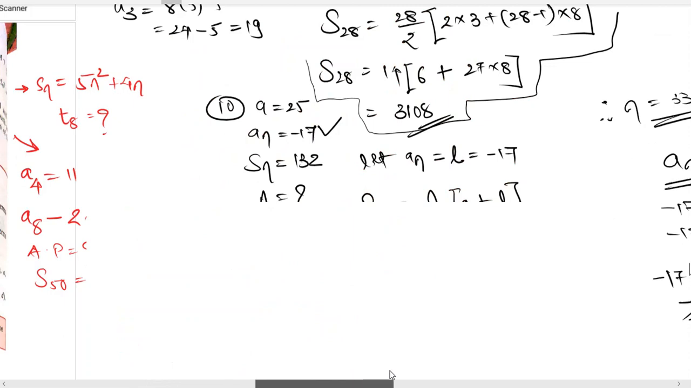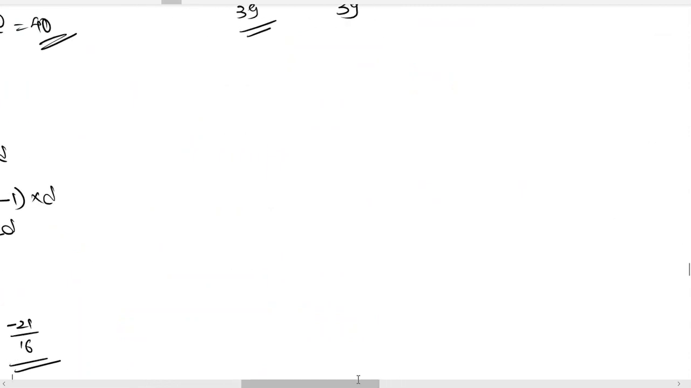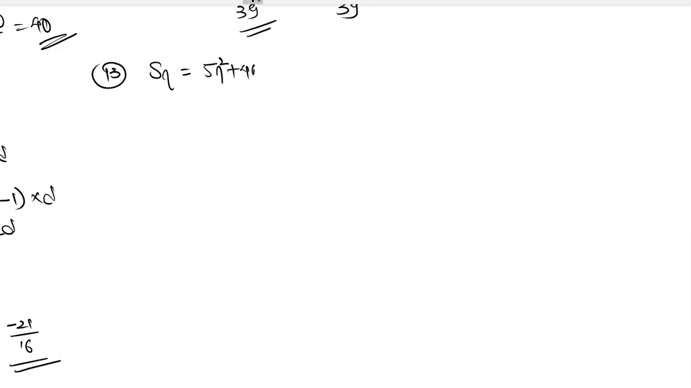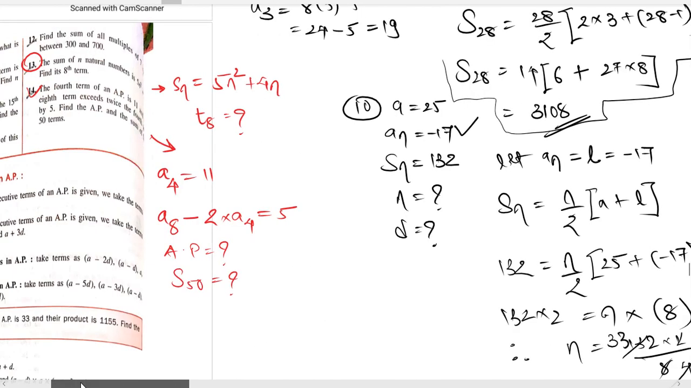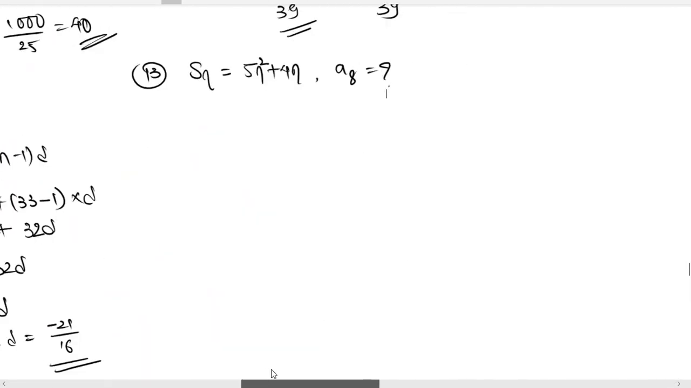Okay, question number 13. Sum of n terms is equal to 5n square plus 4n. We have to find the eighth term. Some people write T8 or A8. It's the same thing. 5n square plus 4n. It is correct.